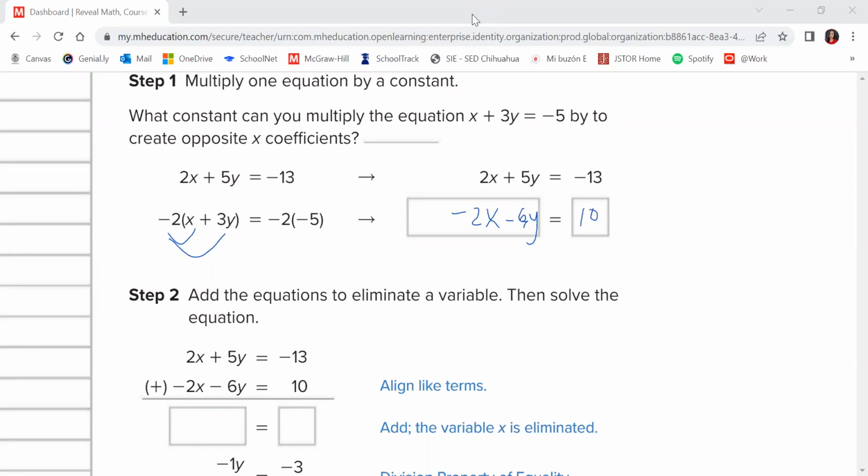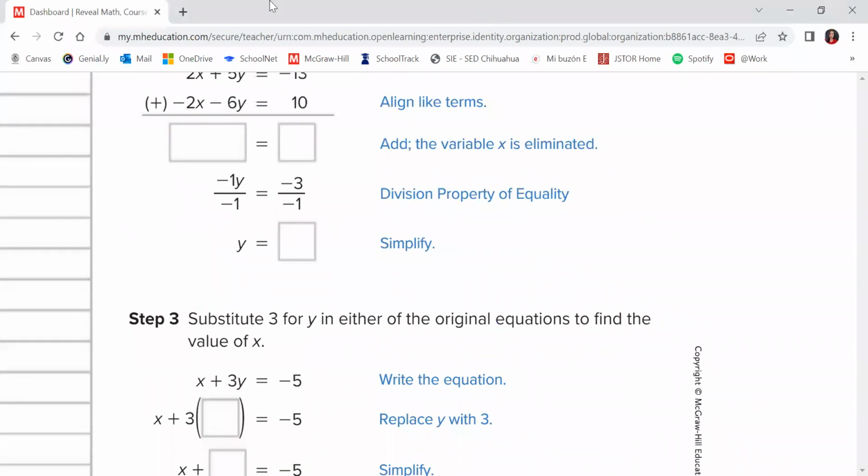Now, step 2, it's adding them up, right? Let's add them up right here. So 2 minus 2 is 0. 5 minus 6 is minus y, or minus 1, right? And -13 plus 10, we end up having -3. So now, we have a -1y. What do we need to do to leave the y by itself? Is to divide by -1. -y divided by -1 is y. This one's eliminated. And -3 divided by -1 is 3.